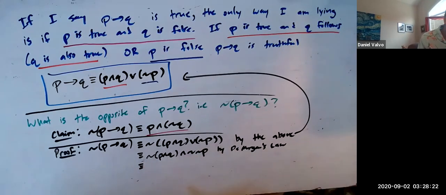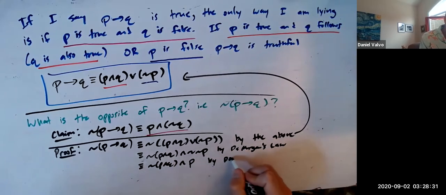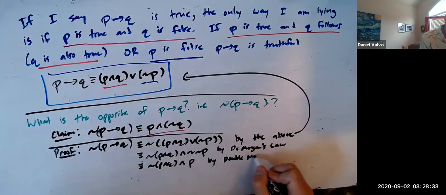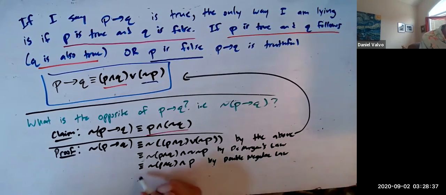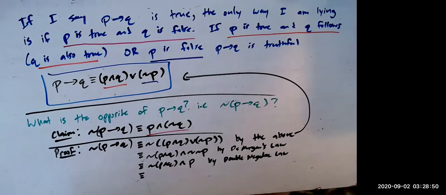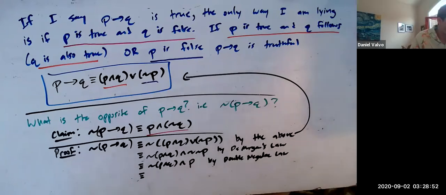Then this is going to be equivalent to, well, we can take this not not P to P by the double negative law. Then, this right here, yeah. So now what should we do from here, you think? Another De Morgan? De Morgan part 2, exactly.